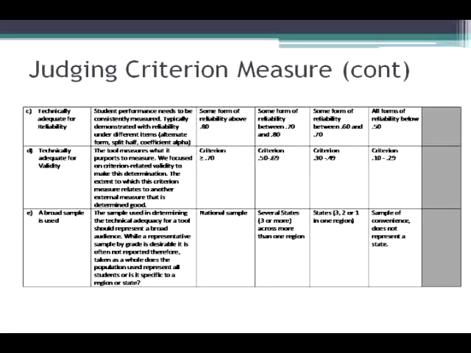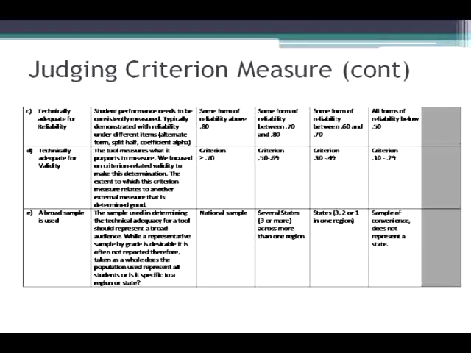Continuing the judgment of the criterion measure, looking at technical adequacy, comparing standards for reliability and validity. Typically, generally accepted standards for reliability and validity were included. These are similar, if not identical, in most cases to those applied by the NCRTI tools charts. And then the last is that a broad sample was used in the validation and or the norming of the criterion measure.